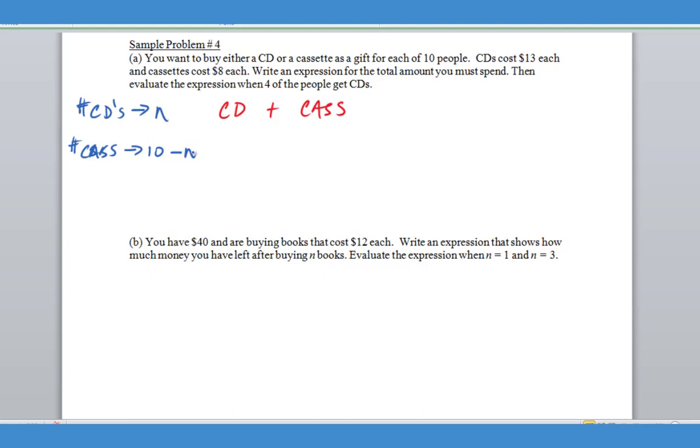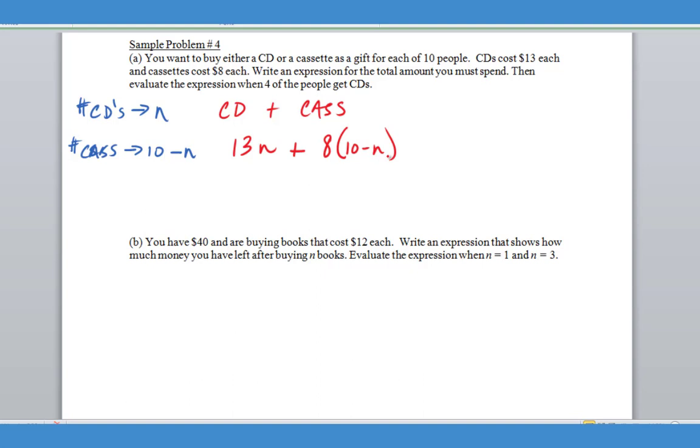So let's take a look. This variable model that I've written down represents the total cost of the number of CDs and the cassettes that I'm going to buy. Well, the CDs cost $13 each. So if I take $13 and I multiply it times the number of CDs that I buy, that's going to let me know how much I'm going to spend on CDs. And of course I can do the same thing for cassettes. Cassettes are $8 a piece, but cassettes are not represented by a single variable. They're actually represented by another expression. So I've got to include that. And so that tells me that it's $8 times the number of cassettes. And of course the number of cassettes that I buy is dependent upon how many CDs that I purchase.